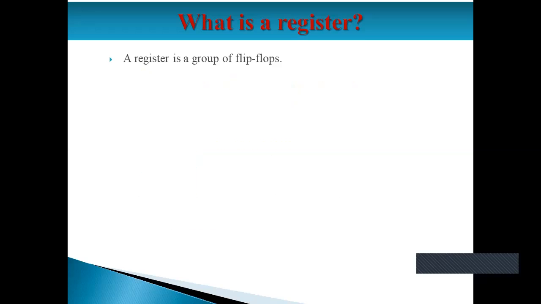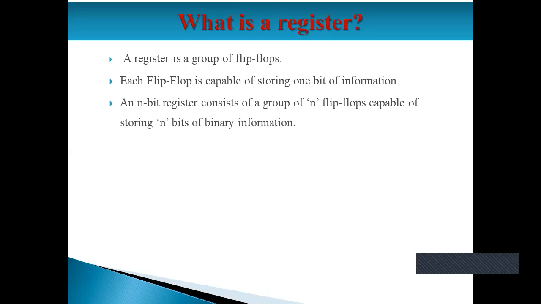First of all, what is a register? A register is nothing but a group of flip-flops. Each flip-flop is capable of storing one bit of information. Already in the last lecture, I have taught about flip-flops. An n-bit register consists of a group of n flip-flops capable of storing n bits of binary information. So suppose I want to store 3 bits, I have to take 3 flip-flops to form a register.